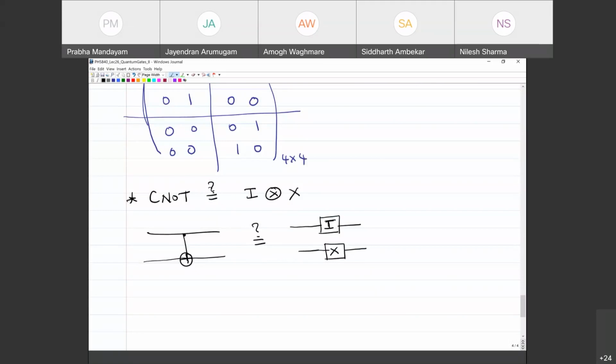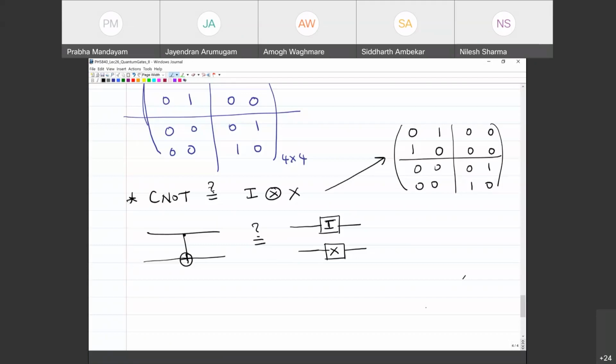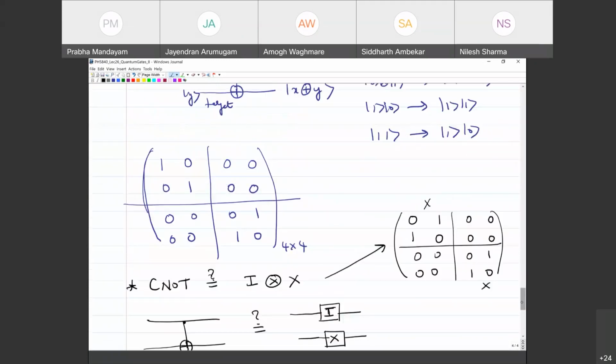Very good, exactly. So what you're saying is this matrix has a very different block structure, right? Where what happens? This now looks like this. Is this what you were saying, Nilesh? Yes, ma'am. Okay, so there are two X blocks here, right? In this identity tensor X in this form, right? And this gate has this form, right? Where there's an identity here and there's an X here, right?